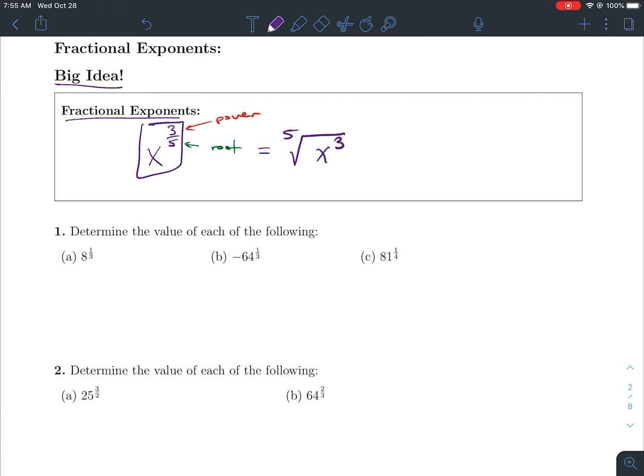So this and this mean the exact same thing, which is totally awesome, because we know how to work with this, which means we know how to work with this. So that's an easy way to remember things, basically.